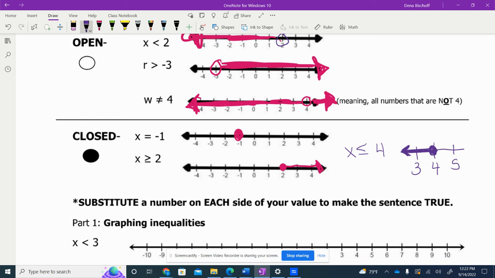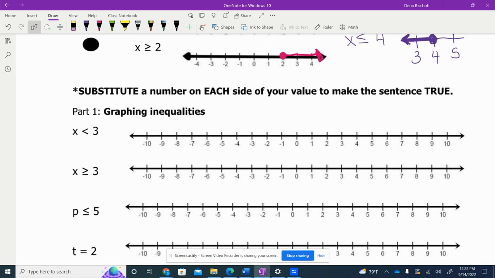So we use an open circle when it's less than or greater than. We use a closed circle when it's greater than or equal to, less than or equal to. Basically, when it has the bar underneath the inequality, that's when you're going to use a closed circle. Does that make sense? Okay. So substitute each number. We're going to graph these. All you do is take the number, and that's where you are going to put your circle, whether it's open or closed, and then you shade.